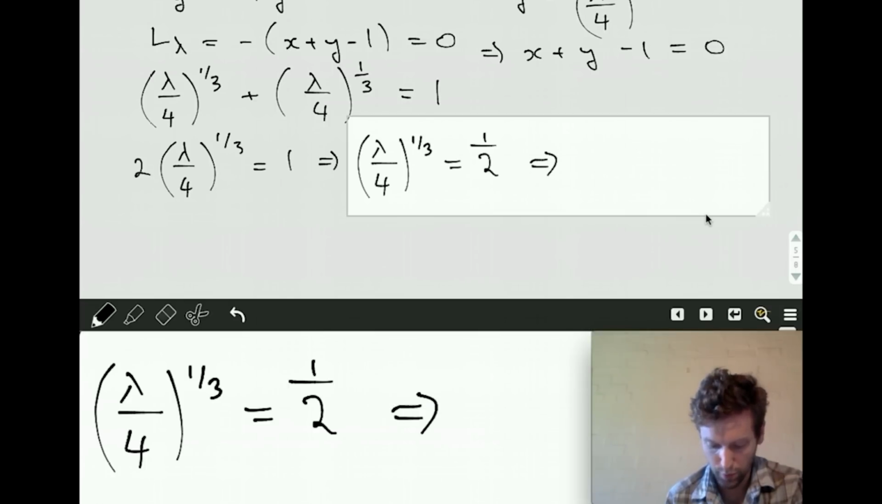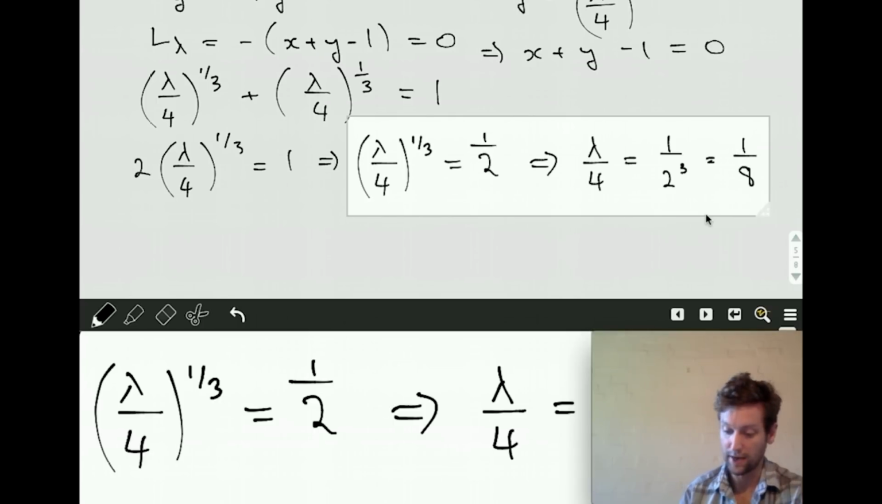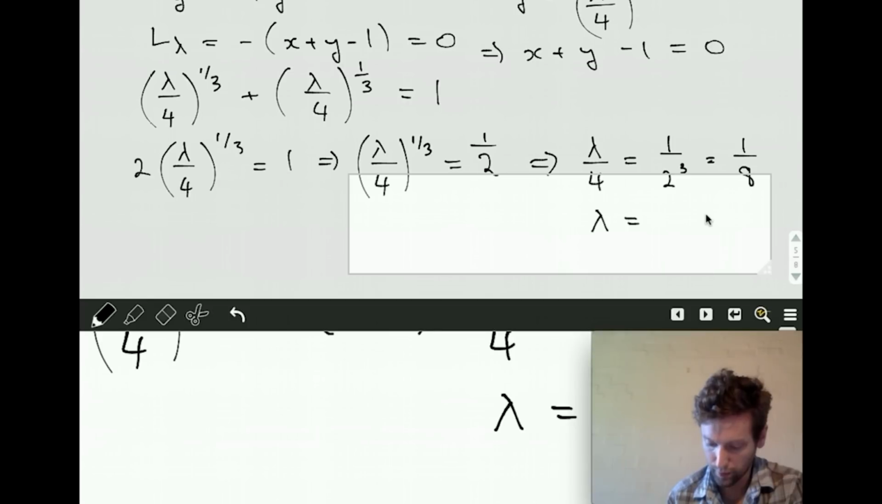So taking the third power of both sides gives me lambda over 4 is equal to 1 over 2 to the power of 3, which is 1 over 2 times 2 times 2 is 8. That's going to give me an expression for lambda. Lambda is equal to 4 over 8, which is 1/2.